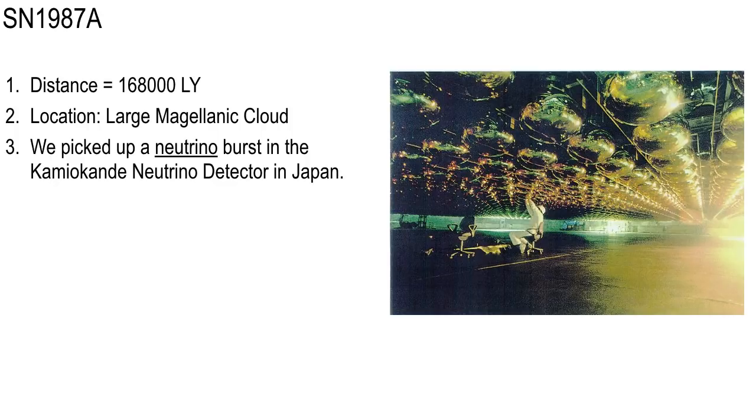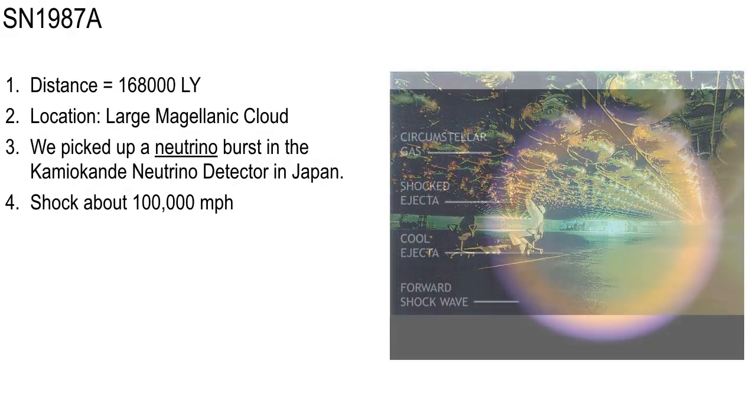Anyways, so they're looking at this thing, invisible. They're looking at it in X-ray. They're looking at it in every possible way that they can. Infrared, radio, and they even picked it up in the neutrino detector, the Kamiokande neutrino detector in Japan. The shock wave moves out, we think, at about 100,000 miles per hour. That's pretty slow. And now it's slowed down, but I'm sure it was pretty fast in the first few minutes.